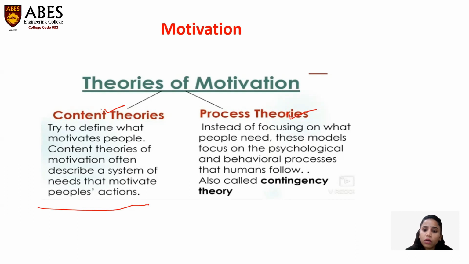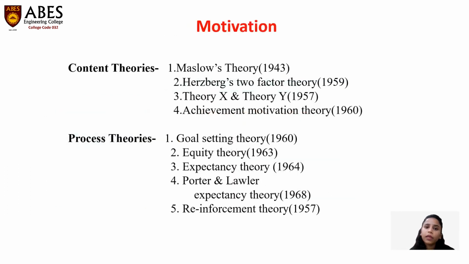This model focuses on the physiological and behavioral processes that humans follow, also called the contingency theory. Then come motivation and the types of content theory: Maslow's theory, Herzberg's two-factor theory from 1959, Theory X and Theory Y from 1957, and Achievement motivation theory from 1968. And these are the following types.